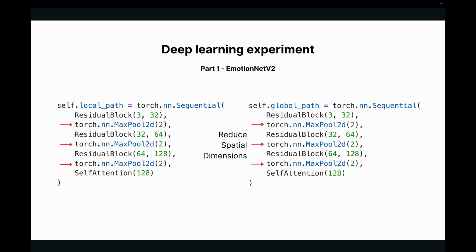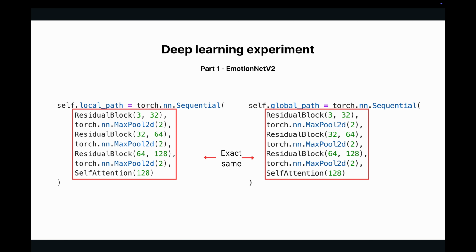Max Pool 2D reduces spatial dimensions, and self-attention can weigh features. While the design is exactly the same between local and global, this is more of a goal and not enforced. What's more important is that both pathways learn different sets of features, and even if they start similarly, the optimization process will push them to specialize in different aspects of the input.